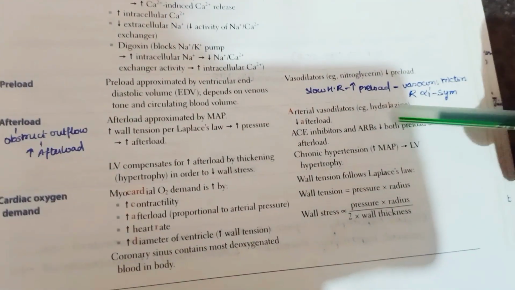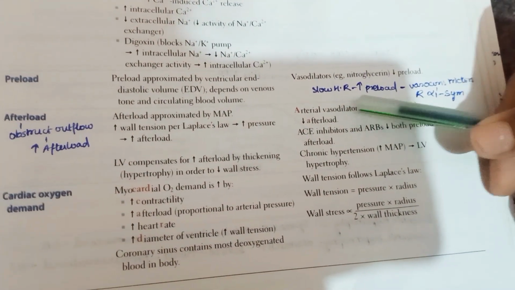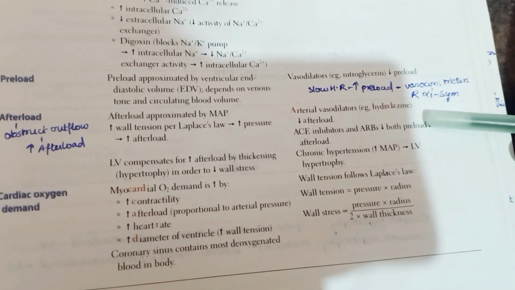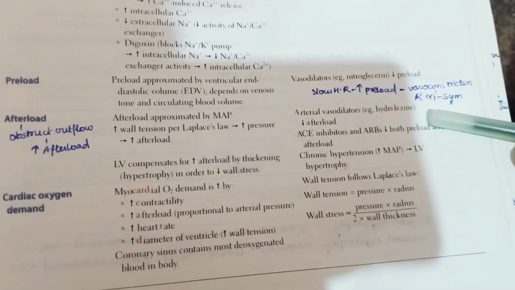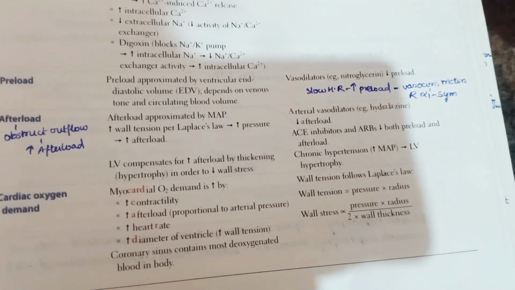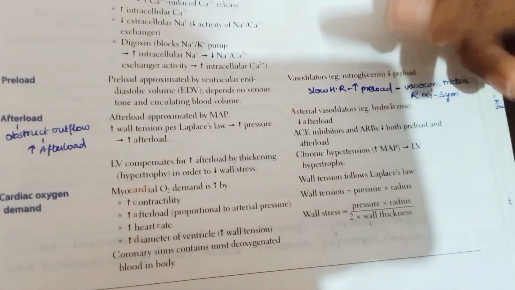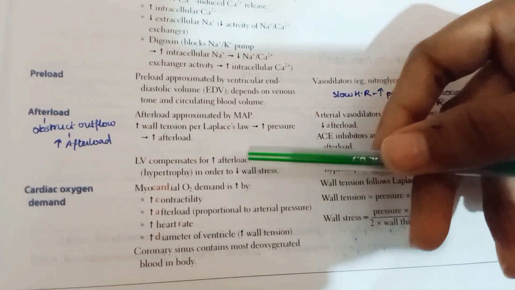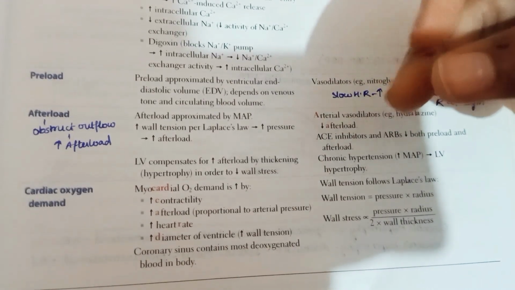so that it is ready to contract now. Okay, so with slow heart rate, there will be more preload because of vasoconstriction, which is activated by alpha-1 receptors, that is the sympathetic nervous system. So the sympathetic nervous system will lead to vasoconstriction and vasoconstriction will lead to increased preload. Now coming to afterload. Afterload is nothing but the obstructing outflow.